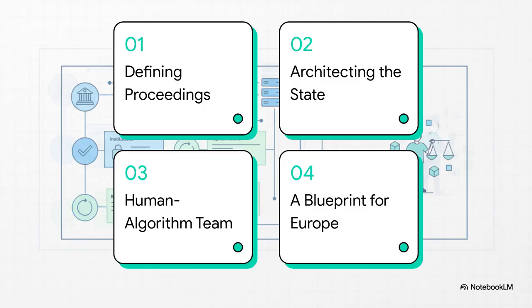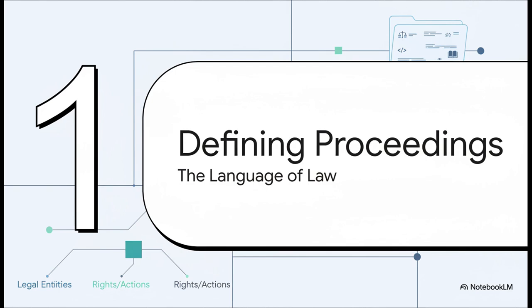To get to the bottom of that, we're going to follow a really clear blueprint. First, we'll define what a digital proceeding even is. Then, we'll look at how different states are building their digital frameworks. After that, we'll tackle the crucial partnership between humans and algorithms. And finally, we'll lay out a blueprint for a unified European approach. So let's get started. Okay, let's begin with part one, really understanding the language of digital law.